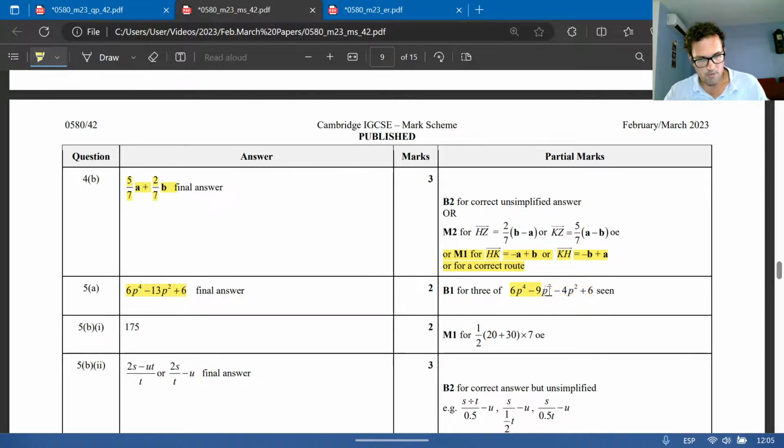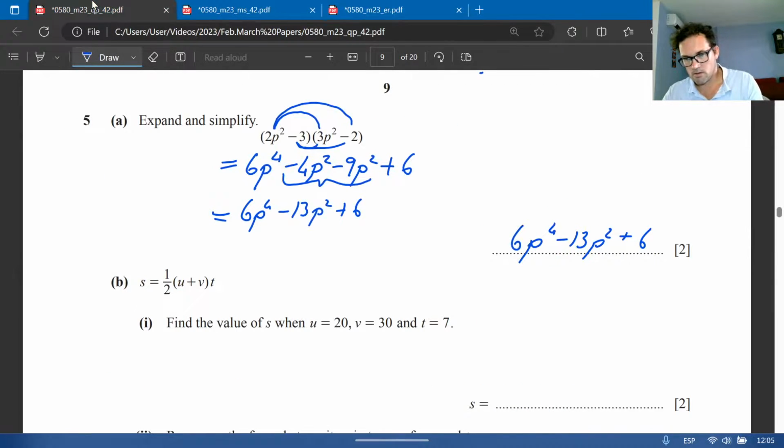Okay, 1 mark for the answer. So the expanding gives you 1 mark, simplifying gives you the 2nd mark.